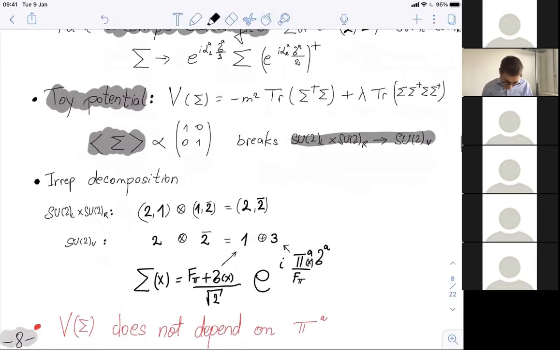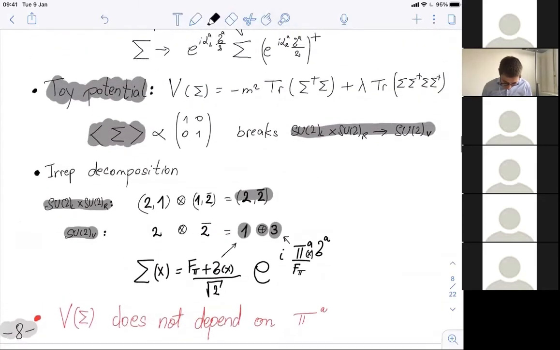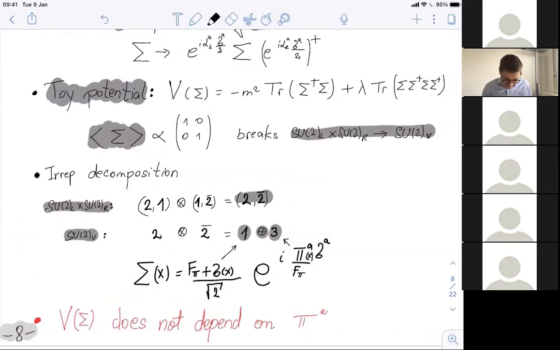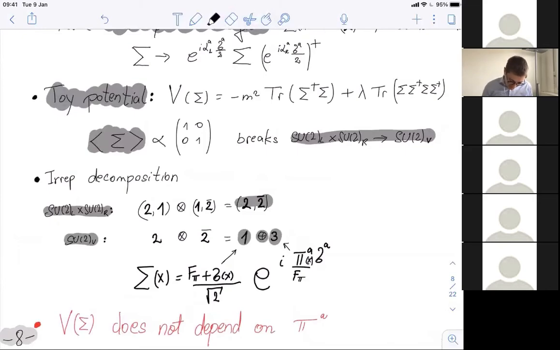We can do some group theory and figure out what will be in the spectrum. Let's go slowly. In the chiral group, the bilinear is the direct product of the two doublets. In the broken subgroup, isospin, you have the decomposition of the 2 times 2 bar direct product representation as the direct sum of irreducible representations. So sigma is a singlet, and the pions are triplets. So in the spectrum, you will have the sigma and the pions. First of all, these are really pions, these are Goldstone bosons, because if you put this into the potential, it does not depend on the pion. The pions do not develop a potential. There is no mass term.